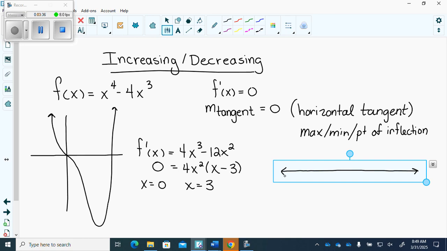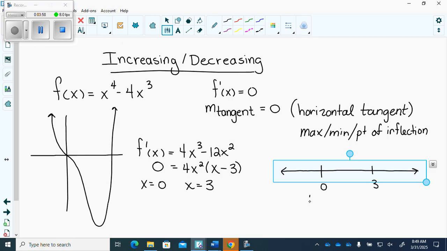The domain we looked at on Friday and on Thursday was a restricted domain, and we got endpoints, correct? Those endpoints could be absolute maxes and mins or endpoints. That was the only option we had. Here, our domain and range carry on for life. We agree? And we put our critical numbers on it. So we have 0 and we have 3.